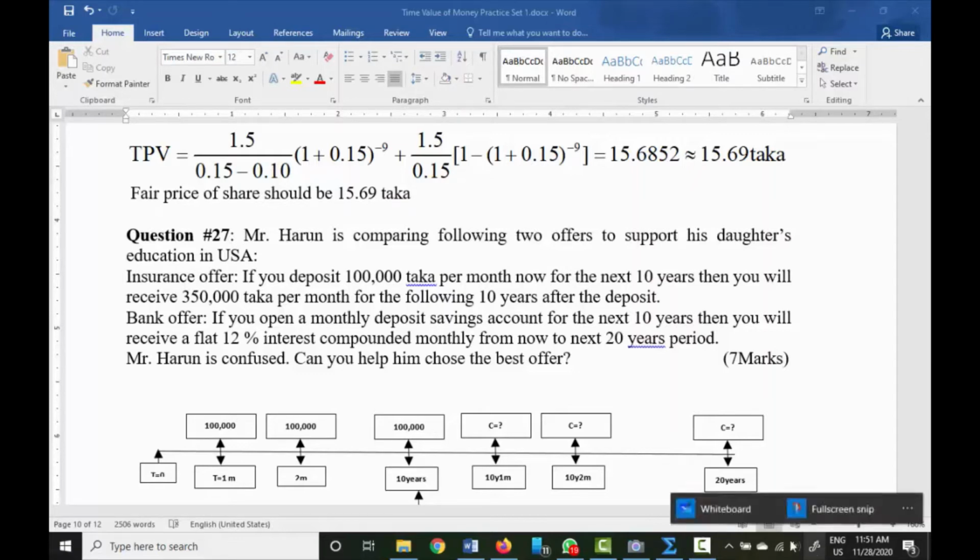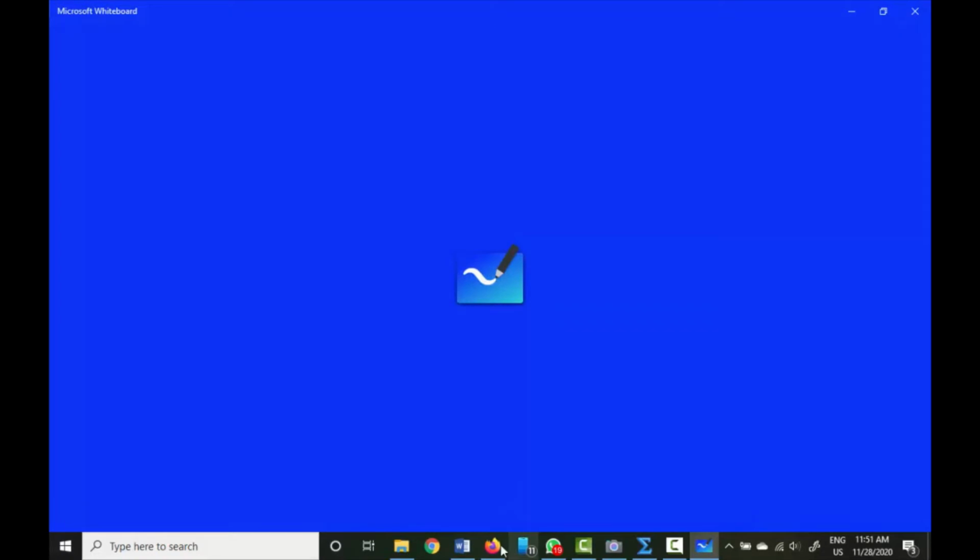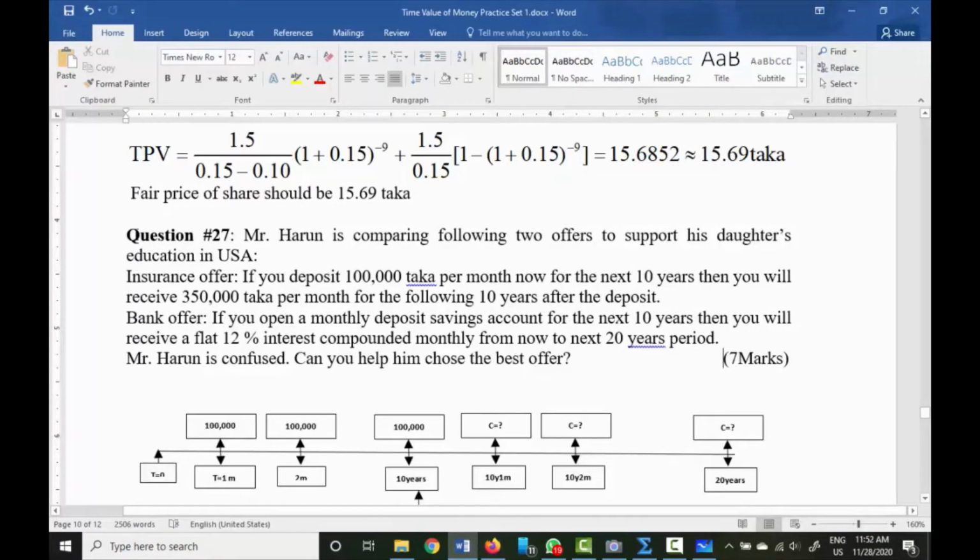Today we will solve question number 27. So what do we have in question number 27? It says that Mr. Harun is comparing the following two offers to support his daughter's education in the USA.